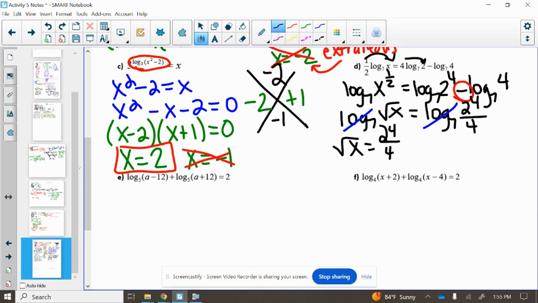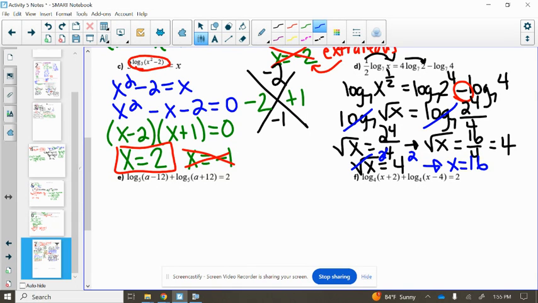Now 2 to the 4th is 16. So right now we have 16 over 4, which is actually just going to simplify to be 4. So right now we have square root of x equals 4. And if we square both sides to undo the square root, we end up getting x equals 16. And when we plug 16 back in, that's a positive log still, so life is good. We are allowed to just call it x equals 16.